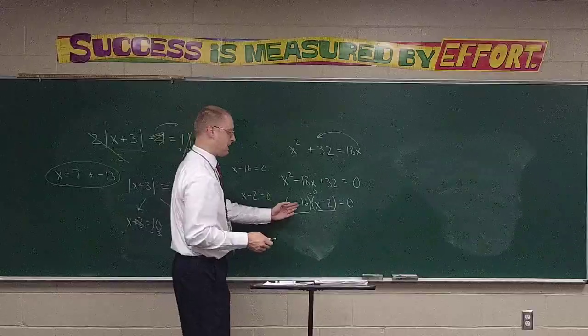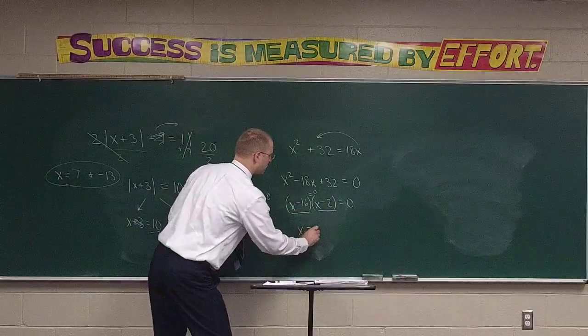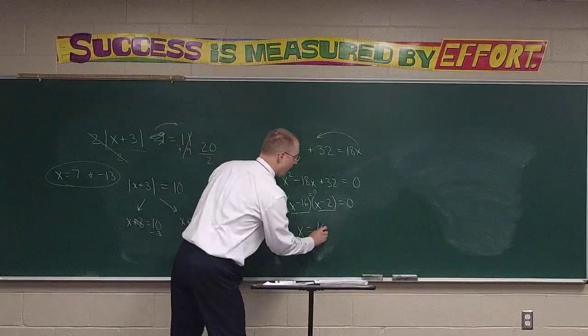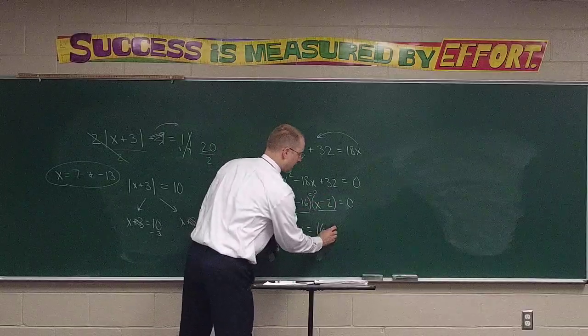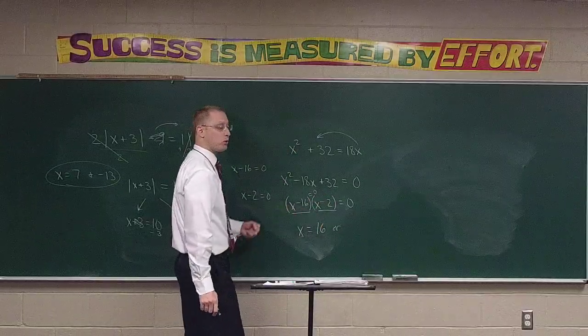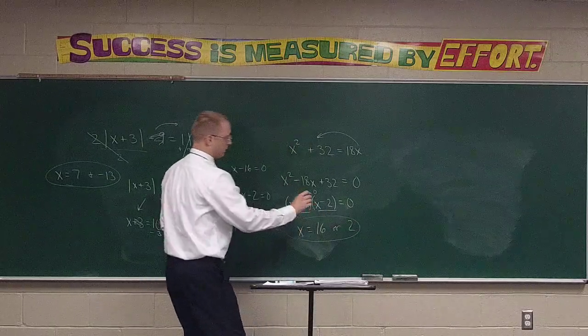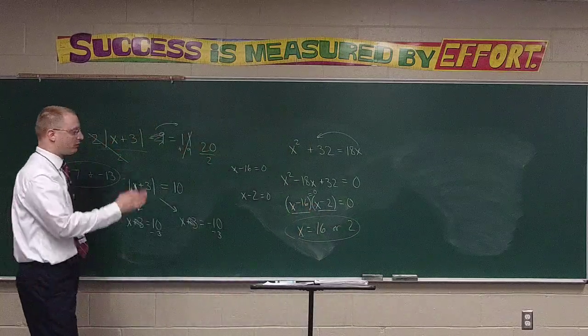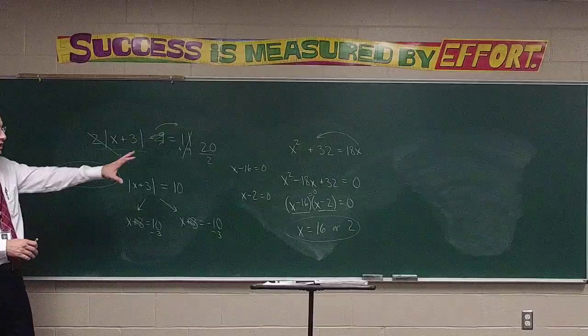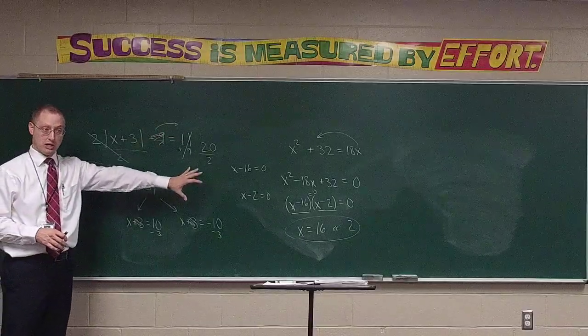Well, if x minus 16 equals 0, class, then x is equal to 16. And if x minus 2 is equal to 0, then x is also equal to, or could also be equal to, 2. And we said for our purposes, it will be both of them, both 16 and 2, though oftentimes we'll write the word or. 16 and 2 are answers to questions on quadratic equations.